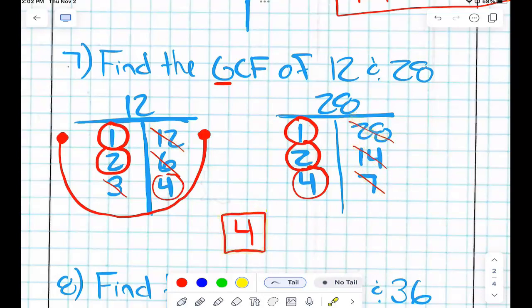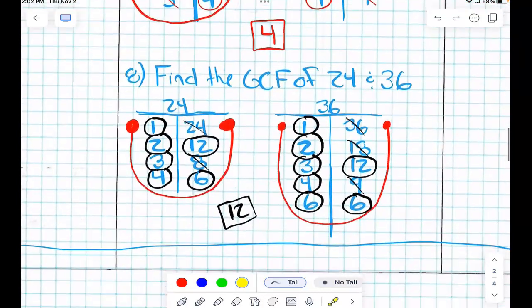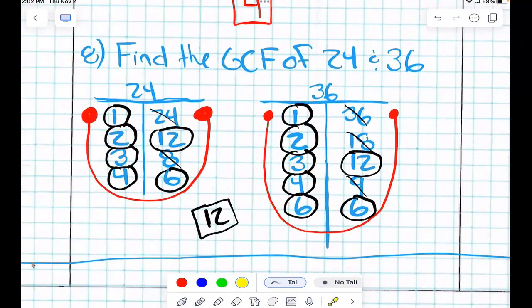4. Do I need to answer the question? Yes. So therefore I have to write down the 4. Another example down here would be find the greatest common factor of 24 and 36. You see those listed there? Do you need to cross off and circle the factors? Yes. Is it required from Mr. Pottinger? Yes. We good?